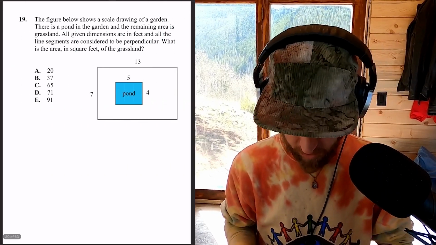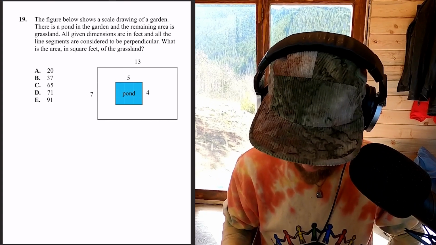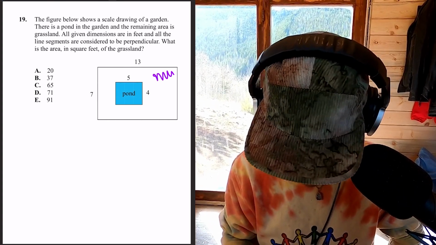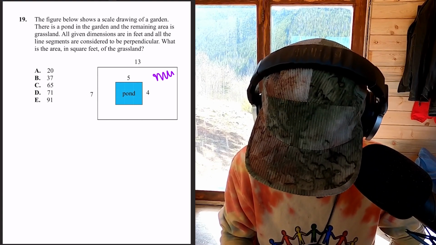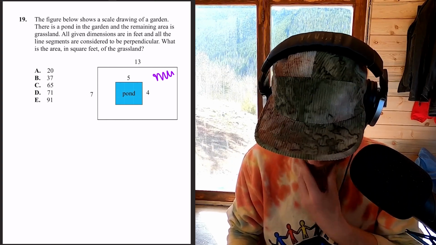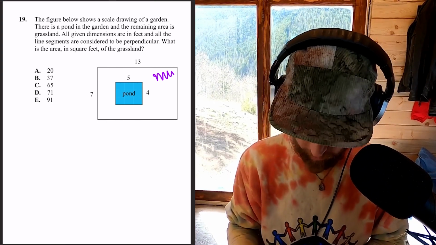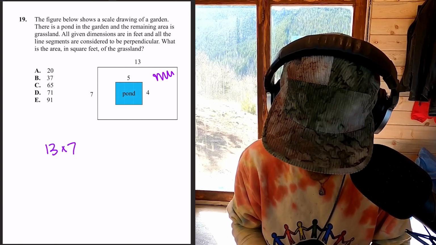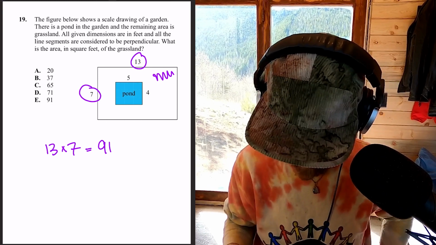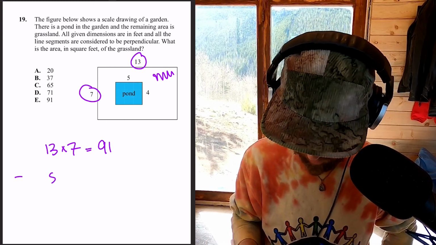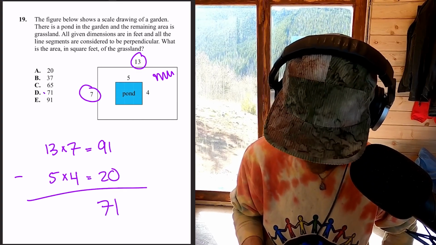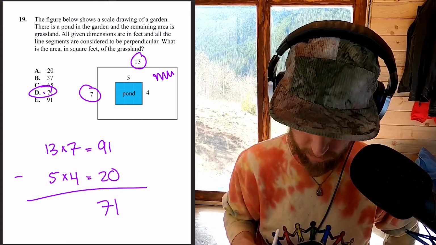All right. The figure below shows a scale drawing of a garden. There's a pond in the garden. The remaining area is grassland. So this is all grassland, purple grass. All given in feet, and all the line segments are considered to be perpendicular. What is the area in square feet of the grassland? So the grassland is the area outside of the pond. So the whole area of the grassland and pond is 13 times 7, which is 70 plus 21, so 91, minus the area of the pond, which is 5 times 4, so 20. So 91 minus 20 is 71. That's the area of the grassland specifically.